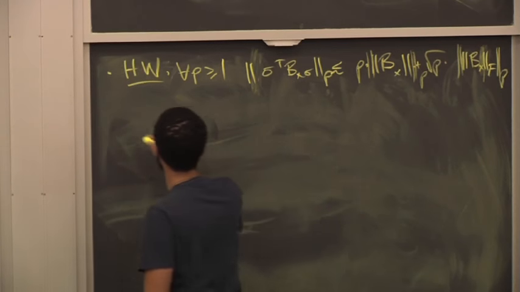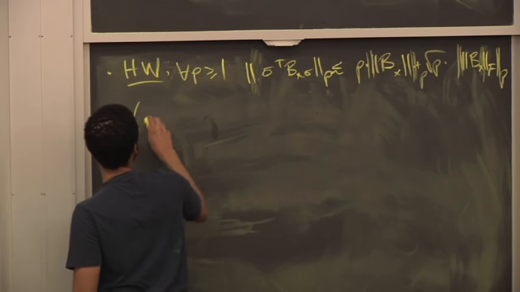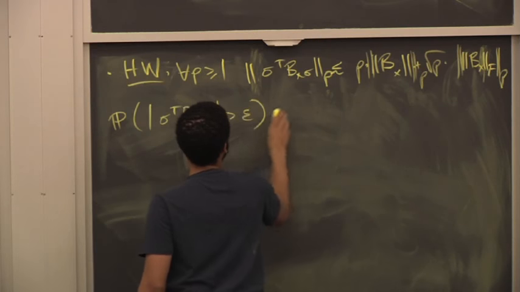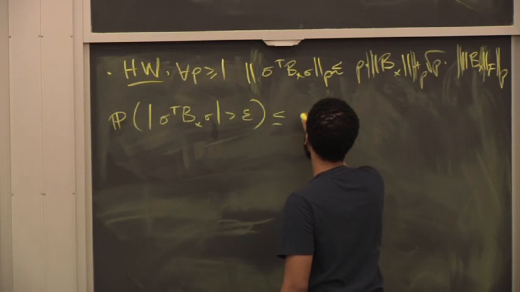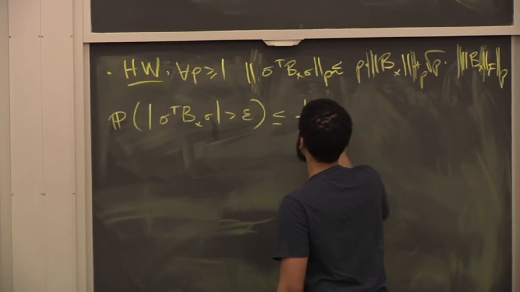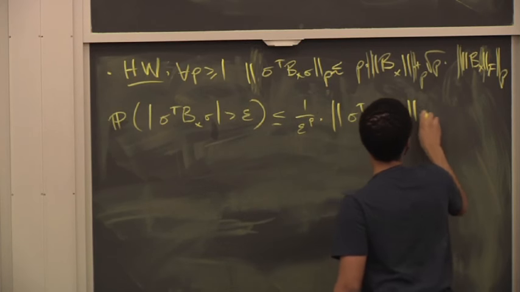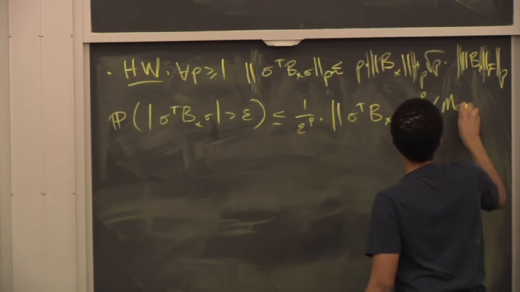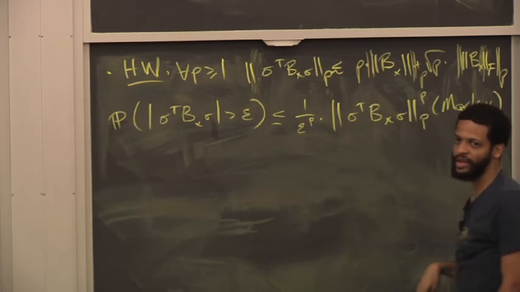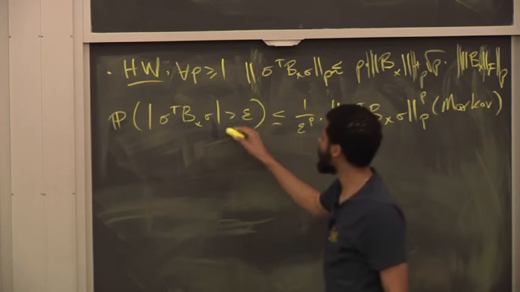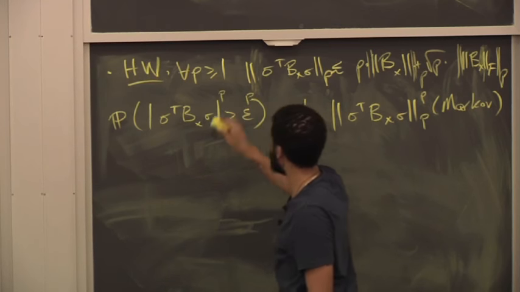Let's bound this thing. Ultimately what we'll say is that the probability that σ transpose Bx σ is bigger than epsilon is at most 1 over epsilon to the p times the p-norm to the p. This is Markov. It all boils down to bounding the p-norm of this thing. This is Markov's inequality: the event that this to the p is bigger than this to the p, and then now I did Markov.